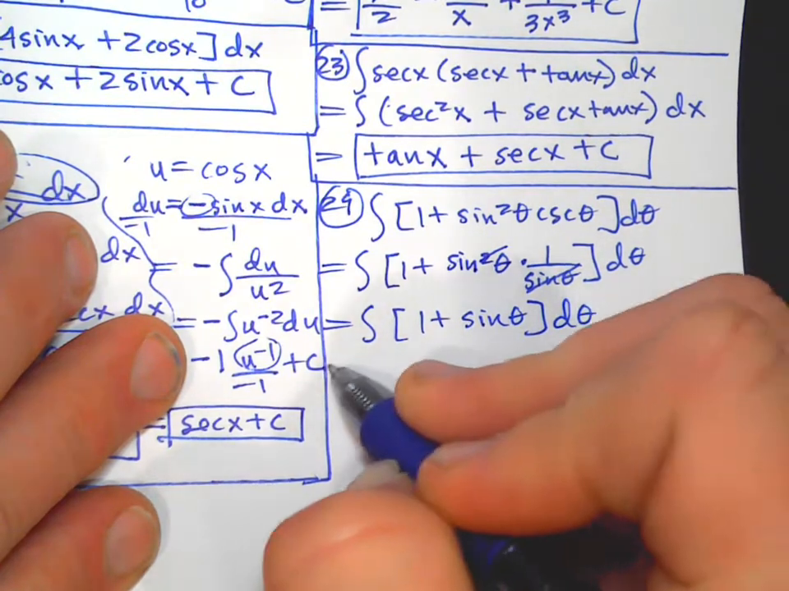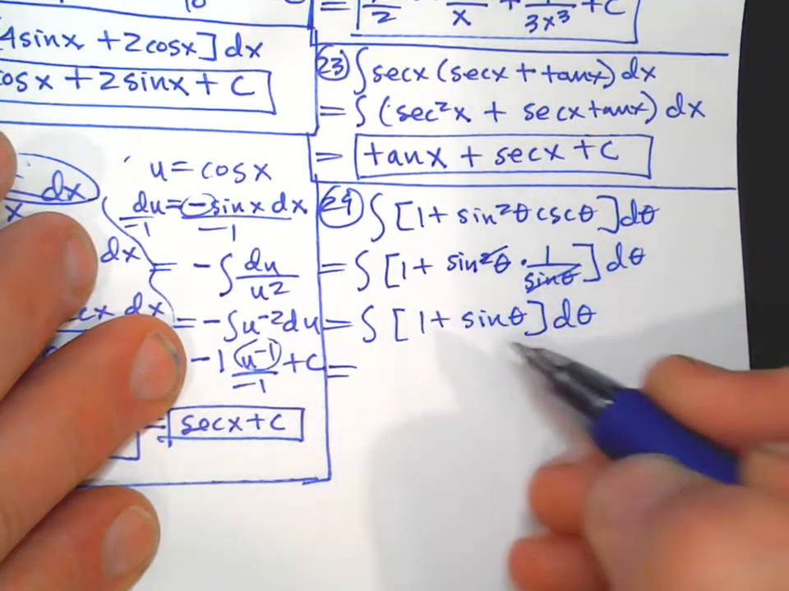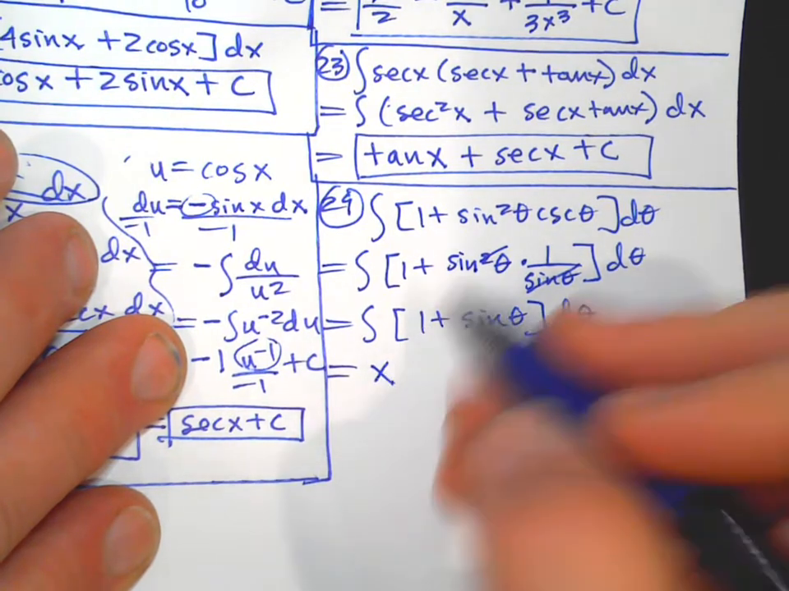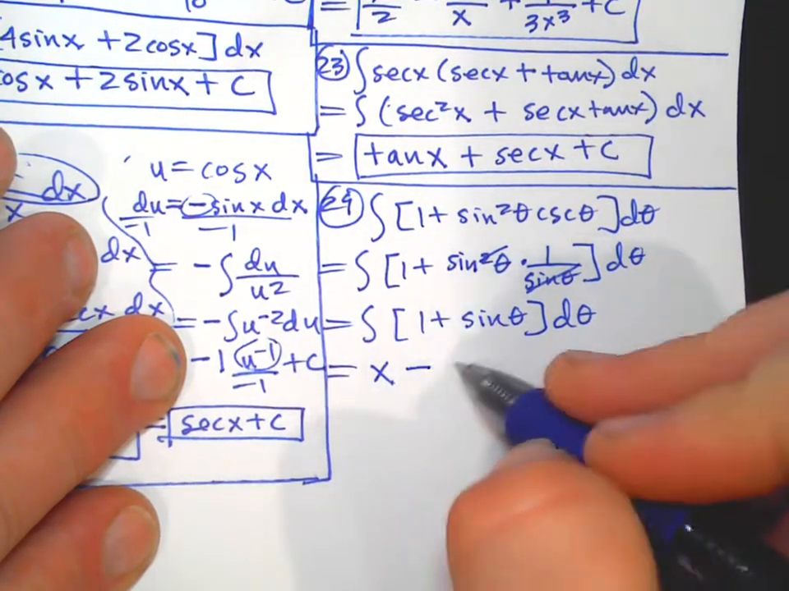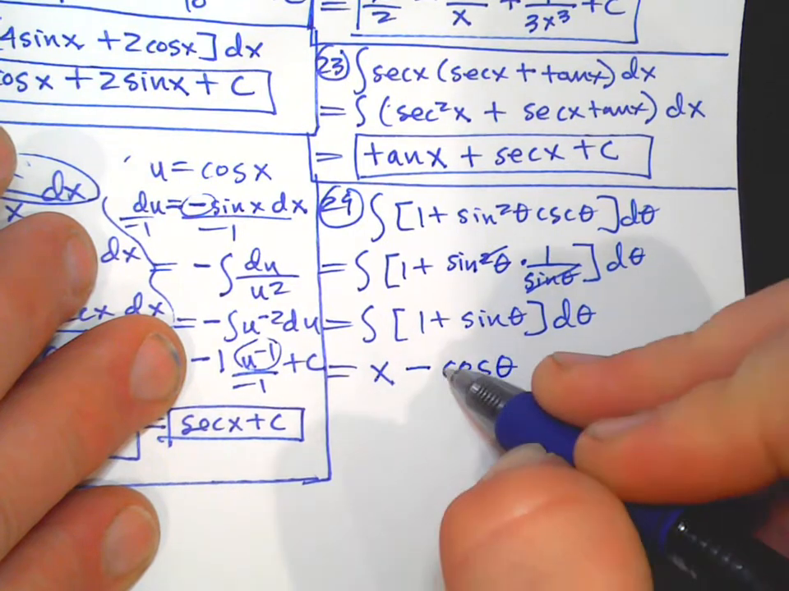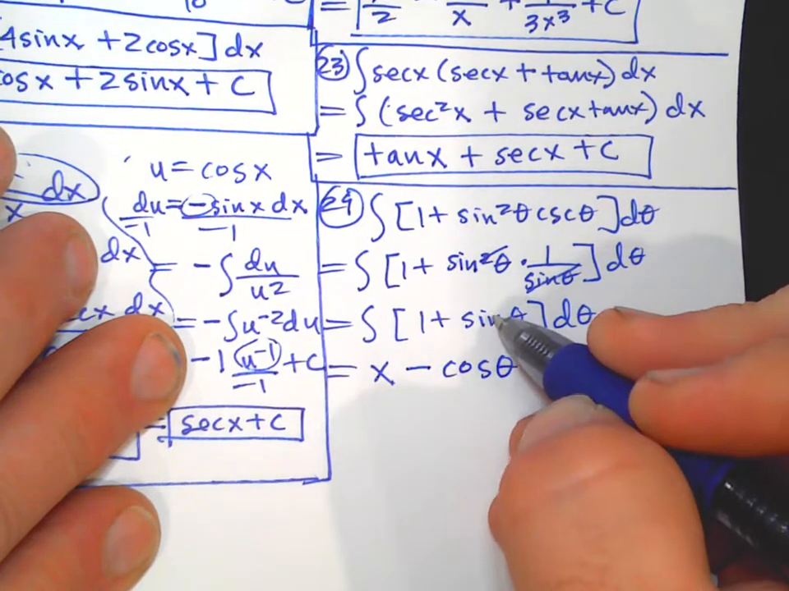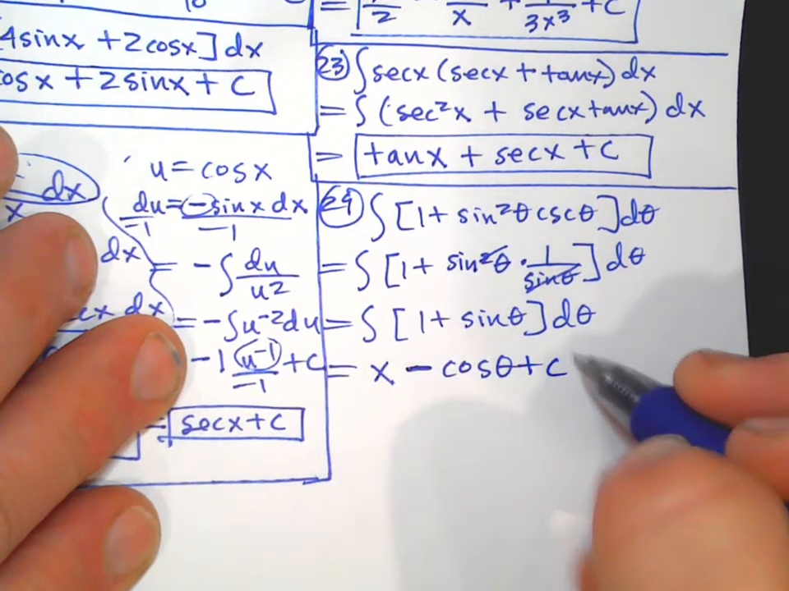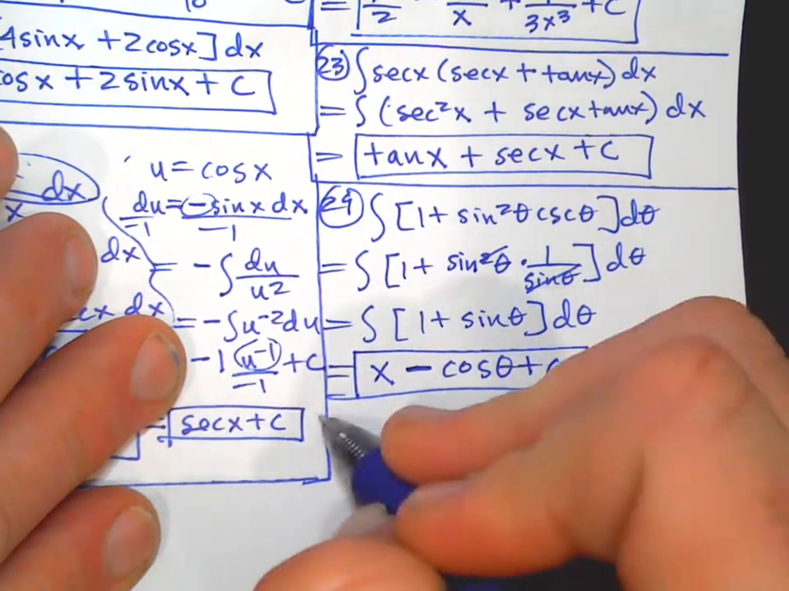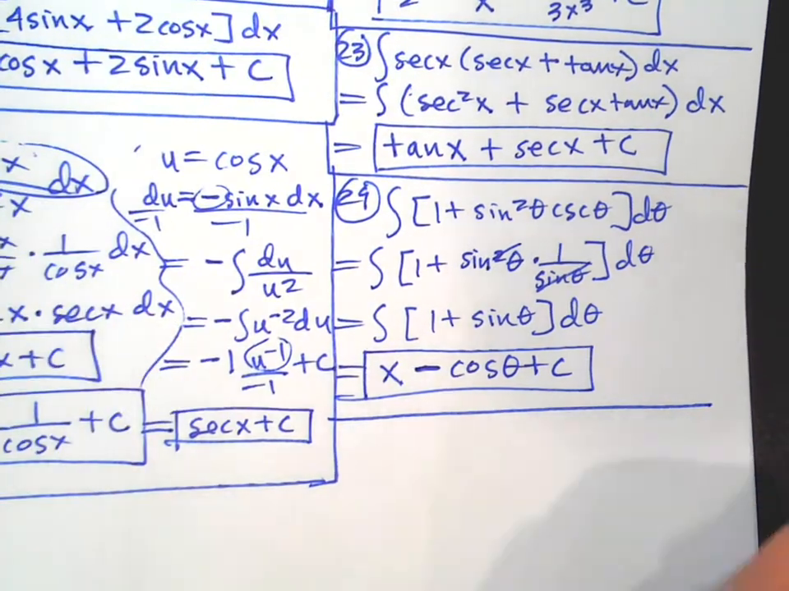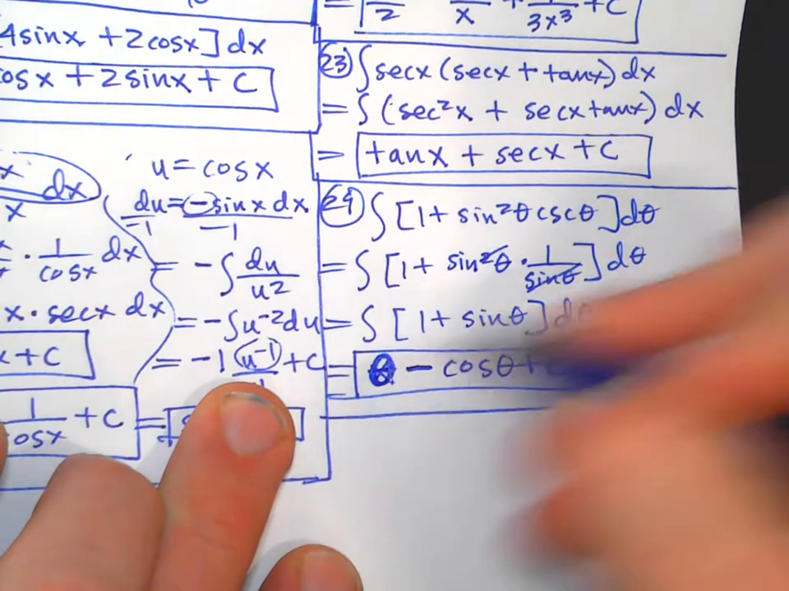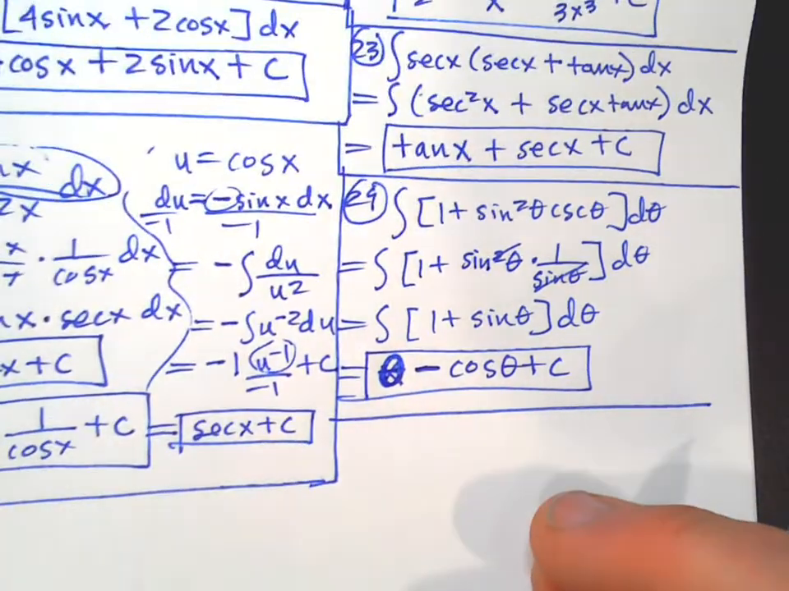Now we can integrate each term on its own. The antiderivative of 1 is x. What would you take the derivative of to get 1? 1x. Minus cosine theta. You need the minus because the derivative of cosine is negative sine. I don't want a negative, so I need an extra negative to cancel it out. Plus c. Oh, actually, this should be theta, by the way, not x, because everything in here is theta. So everything should be theta. Okay?